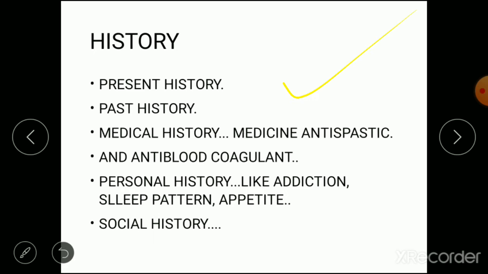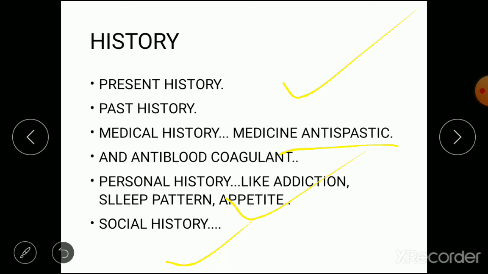Now we start with the historical part. History is: first present history, past history, medical history. In this type of stroke patient, generally antispastic and anticoagulant medication is used. So we can write medicines like antispastic, that is baclofen etc., and the anticoagulant medicine. Then the personal history, like whether there is any addiction, what the sleep pattern of the patient is, and appetite. That is included in the personal history.